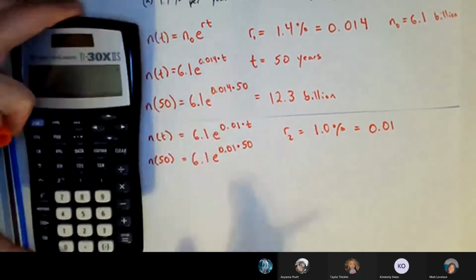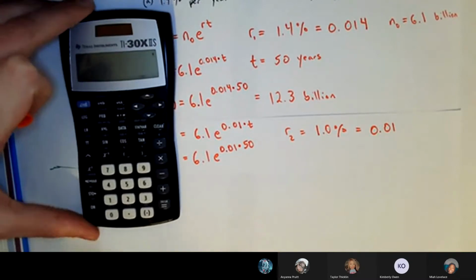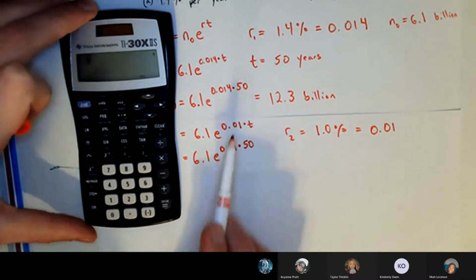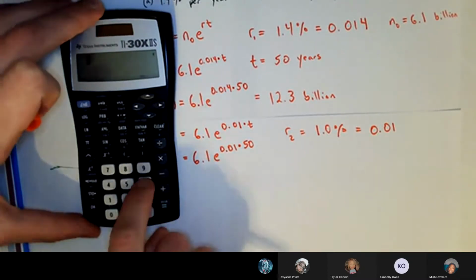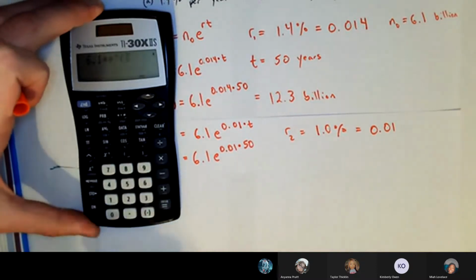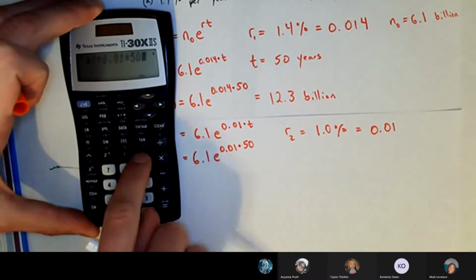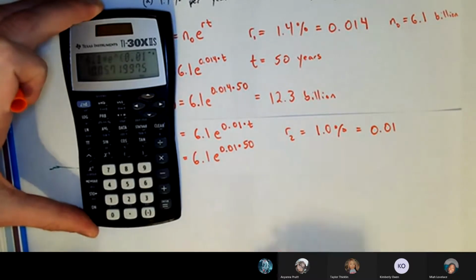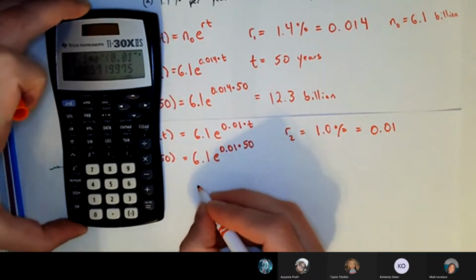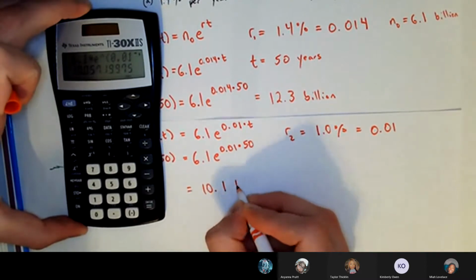I thought I was going to be able to do this calculation easily in the calculator, like just replacing the rate. But I'll just retype it. 6.1 times e raised to the 0.01 times 50. Close that parentheses, and I'm getting, I'll write it right here, 10.1 billion.